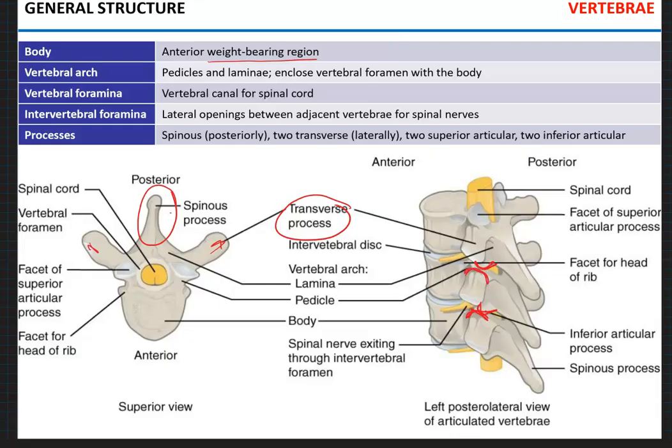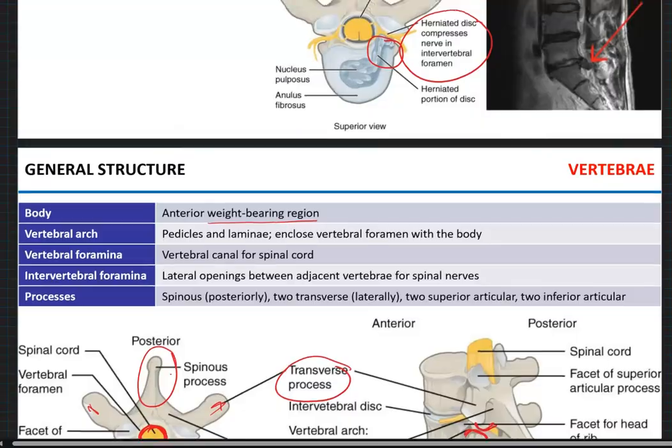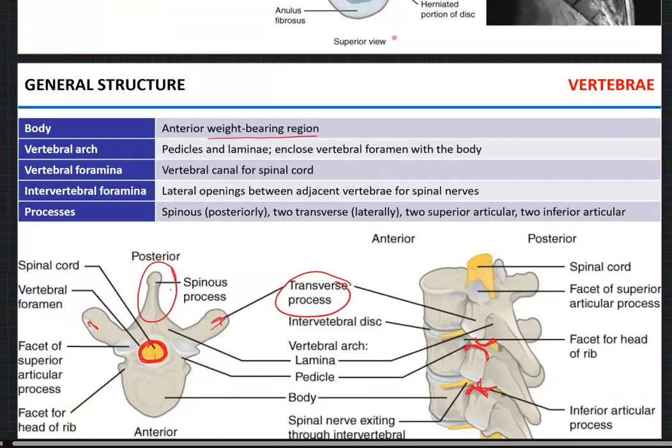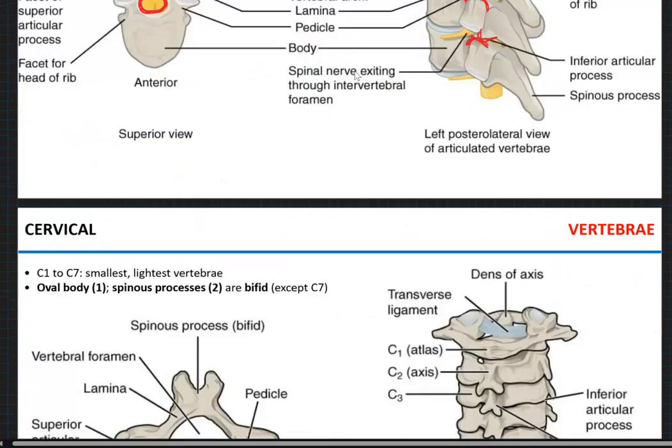What about foramina? There are two main foramina. One is the vertebral foramen, and another one that we already mentioned, the intervertebral foramen. The vertebral foramen is where your spinal cord is. The intervertebral foramen is for the spinal nerves.